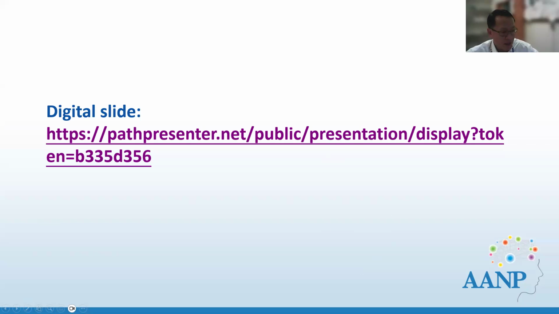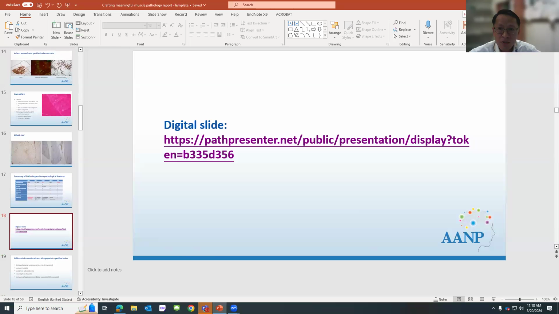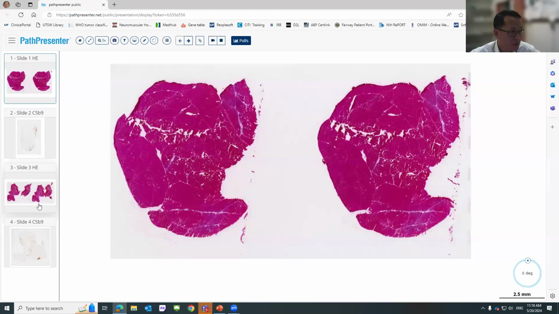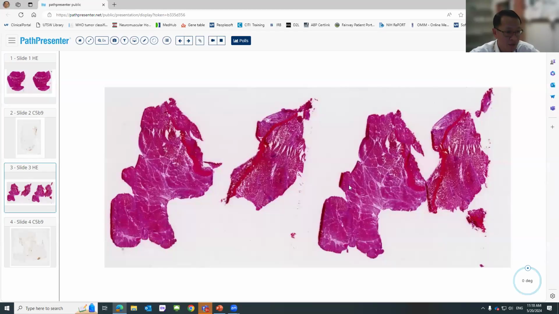And here, let's look at some actual digital slides. Let me bring up my image here. So I'll start with this case. So this is an NXP2 case.